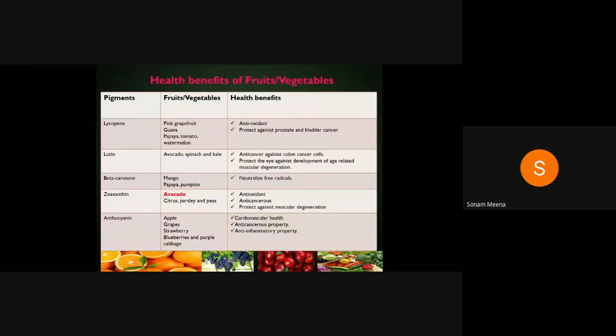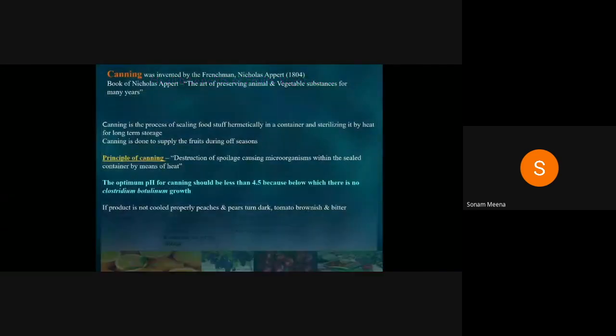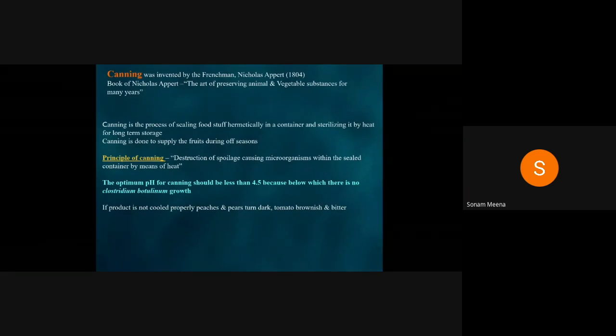Next, canning. Canning is the process of sealing foodstuff hermetically in a container and sterilizing it by heat for long-term storage. Its principle is destruction of the spoilage-causing microorganisms within the sealed container by means of heat. The optimum pH for canning should be less than 4.5, because below which there is no growth of Clostridium botulinum.